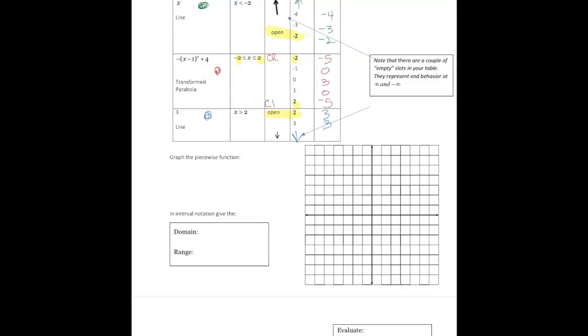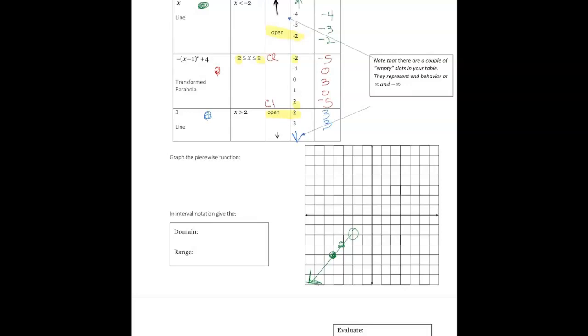Looking at the top, x is a line. So I'm going to plot negative 4, 4. Negative 4 should be there, and it's closed. Then I have negative 3, 3, there. And then I have negative 2, 2, but that's going to be open. Okay, so I see the pattern heading this way, and I know I have an arrow going that way.